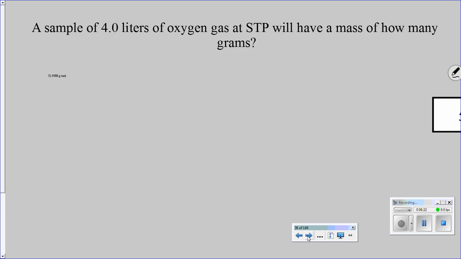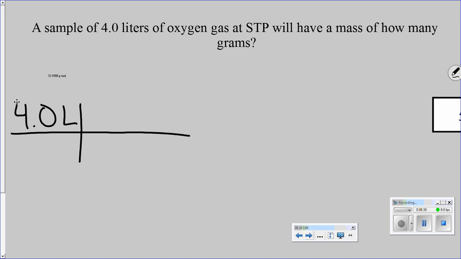Now, we can also include grams in this. So if we need to include grams, we would start with our 4 liters of oxygen gas. In order to go in grams, I'm going to need a pit stop at moles. So I need to get rid of my liters. So I'm going to put my 22.4 liters on the bottom and 1 mole on top. I don't need to worry about directly relating liters straight to grams, because I can stop off at moles.